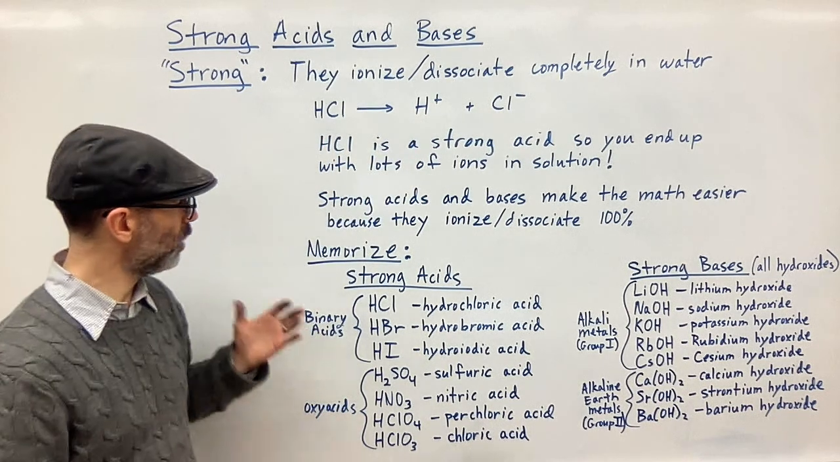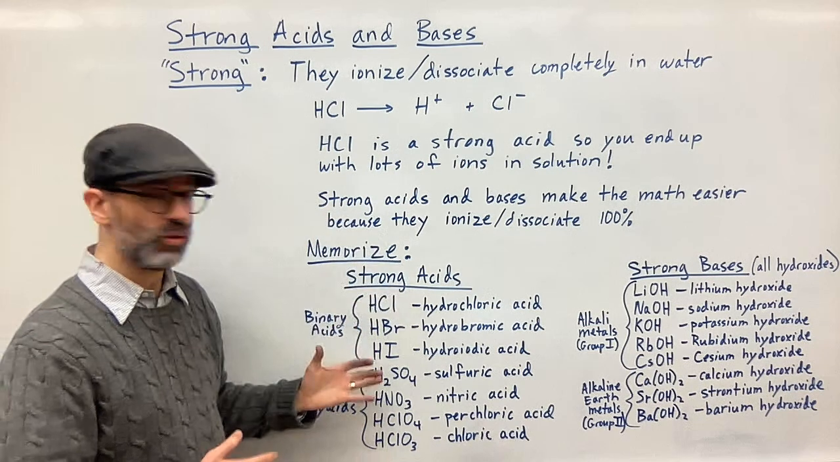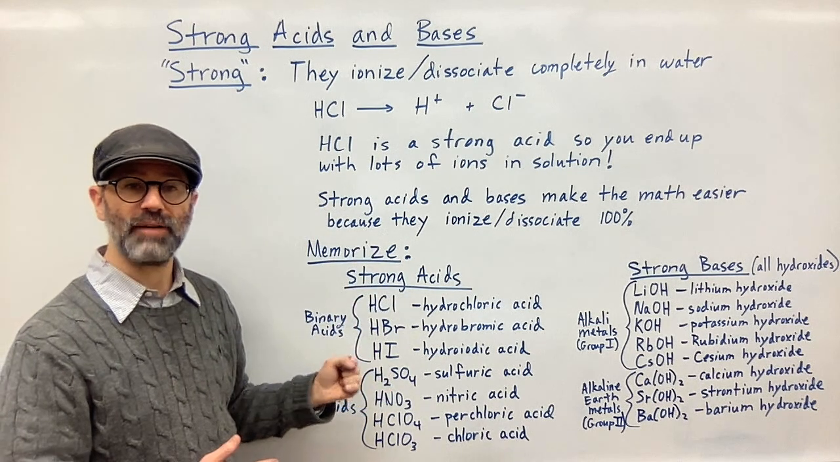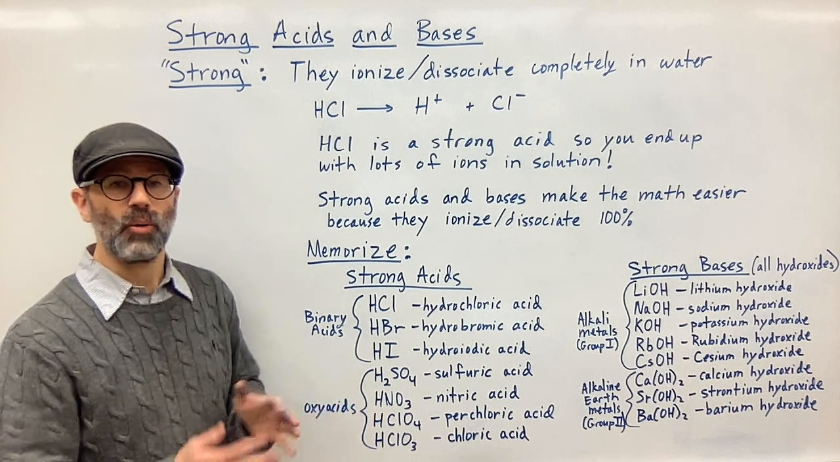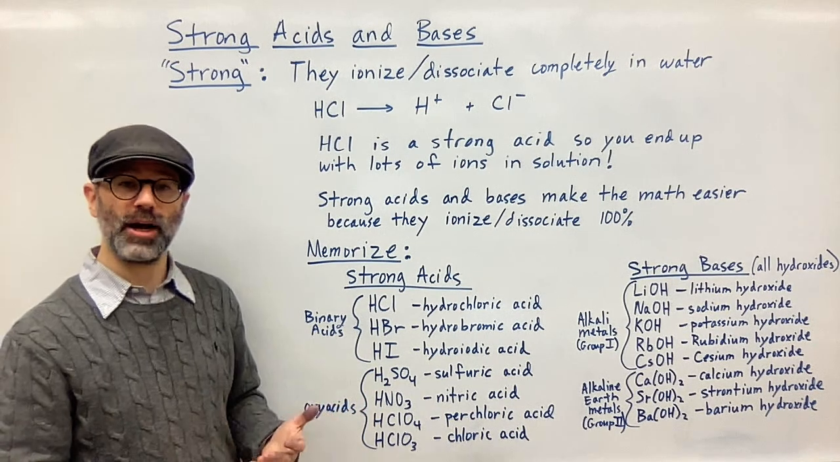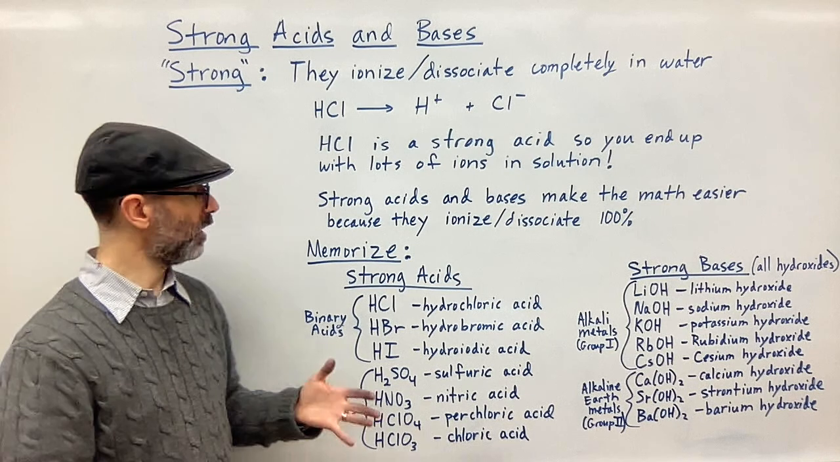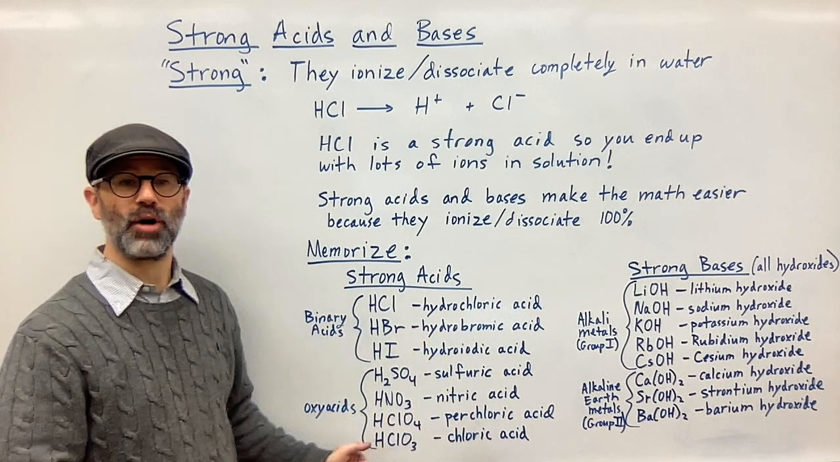Okay, so what about the memorization? What do we have to know? What are the strong acids? What are the strong bases? Well, there are 7 strong acids that you need to know, right? So typically you're going to have to memorize these.